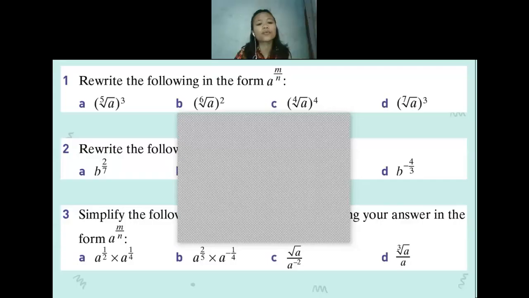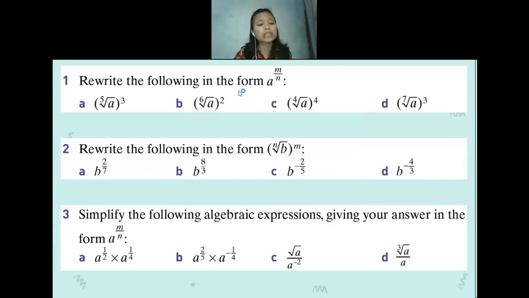You just have to follow the question. All of the algebraic indices in here, all of the fractional indices in here, are already given in the root form. Now your job is to change from the root form into fractional indices.